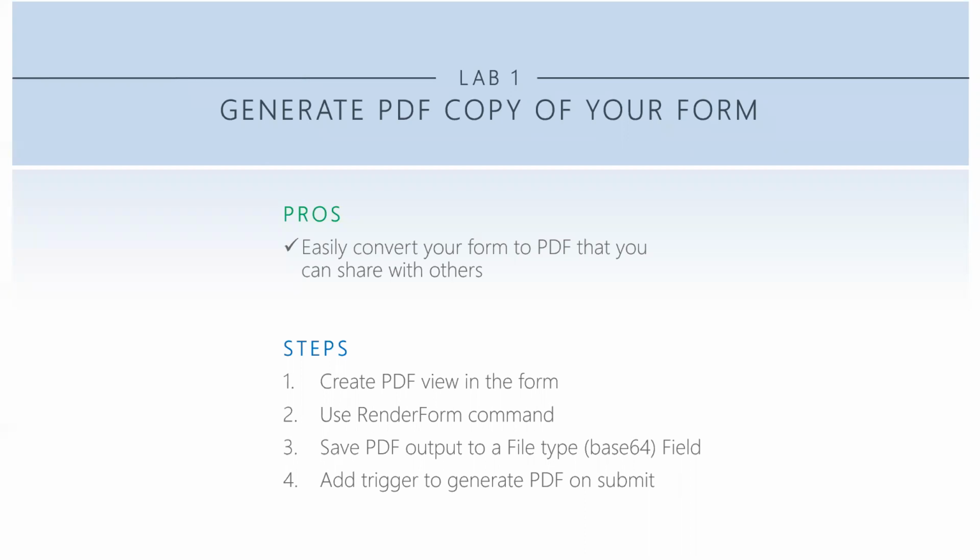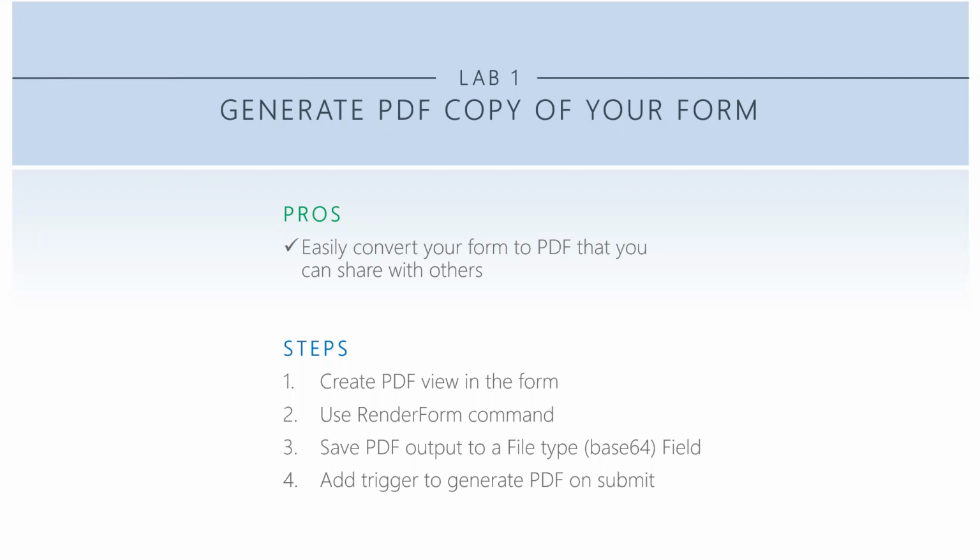generated by Q rules to a form file in a file type field. And in the next step, we added a trigger in the submit button to generate the PDF. If you want, you can also use a button to generate the PDF. So next for lab 2, we've discussed the save to SharePoint.